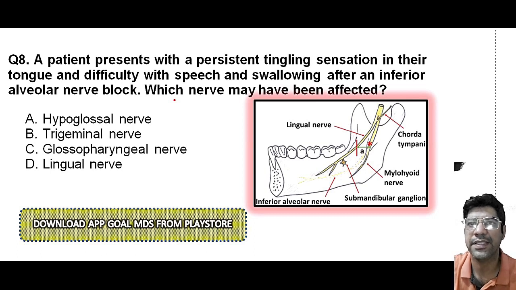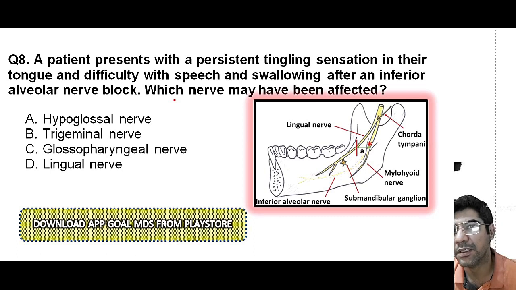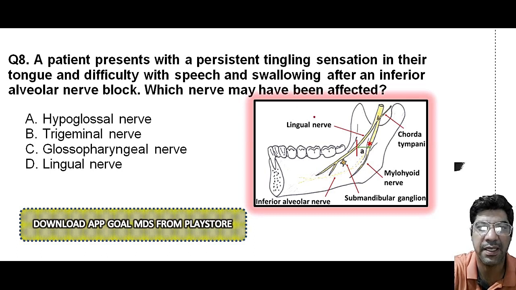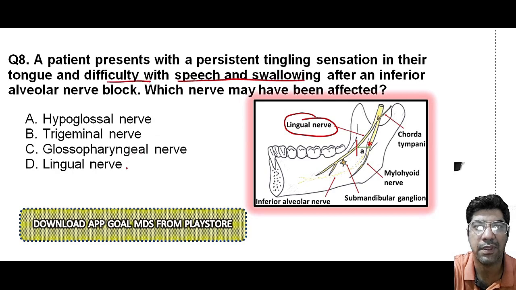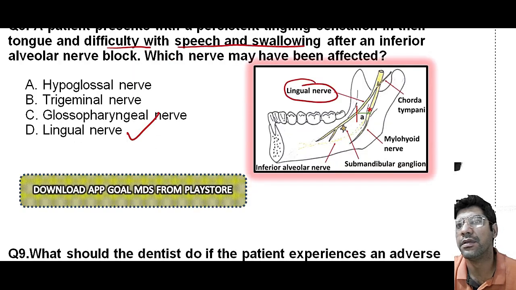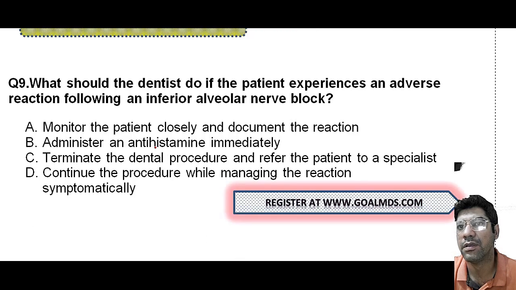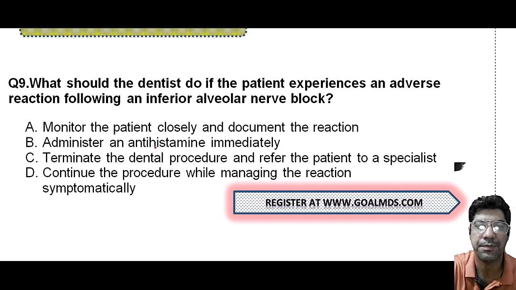Next question. A patient presented with a tingling sensation in the tongue, with difficulty in speech and swelling. Which nerve has been affected? The answer is the lingual nerve. Very easy question. Moving to the next question.